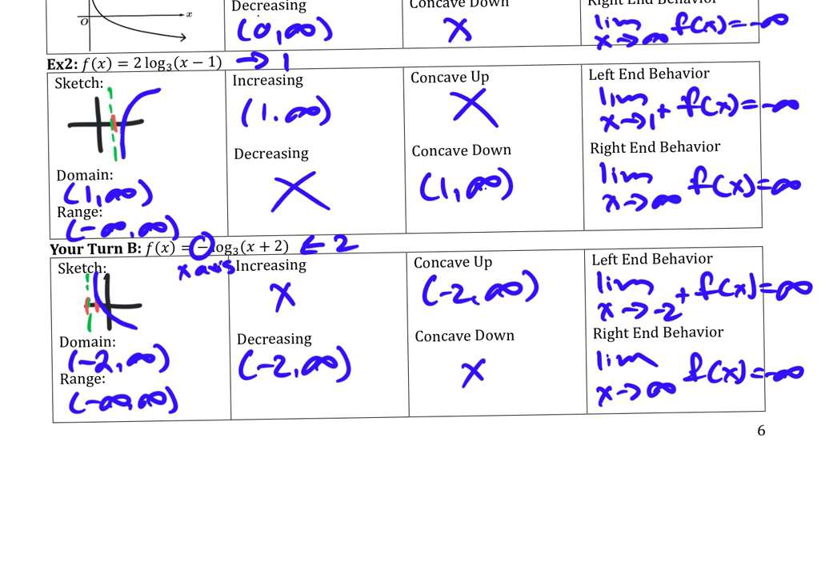We see that this is a decreasing function and it's concave up. Both of them are going to be from negative 2 to positive infinity because that is our new domain based off of the horizontal shift to the left. And then range is going to be from negative infinity to positive infinity.